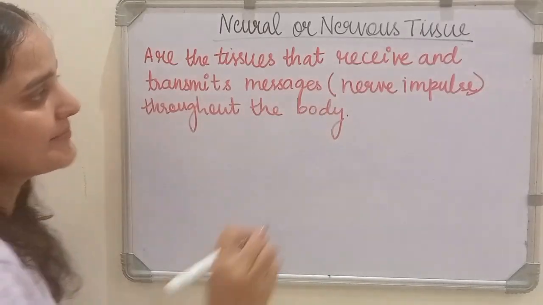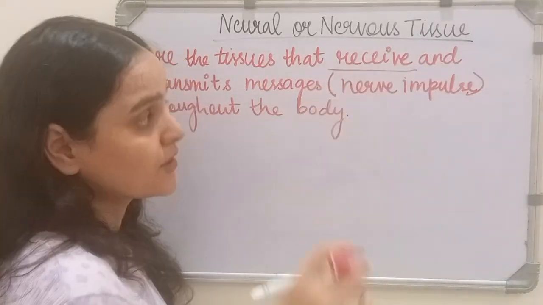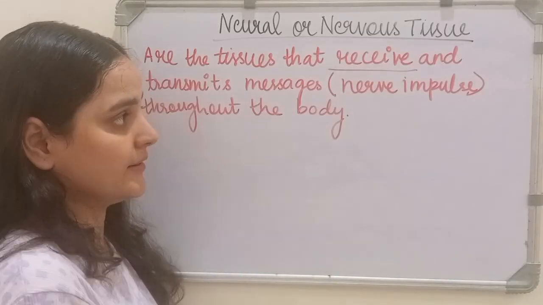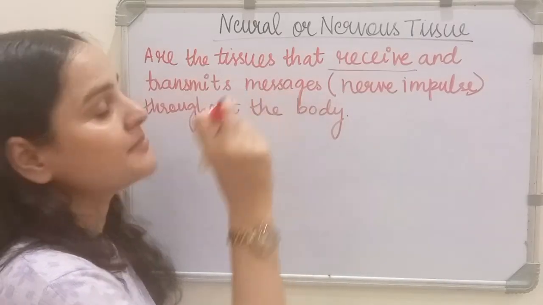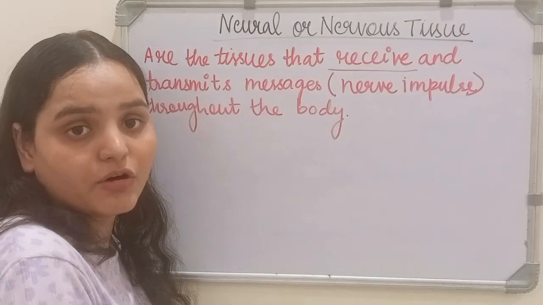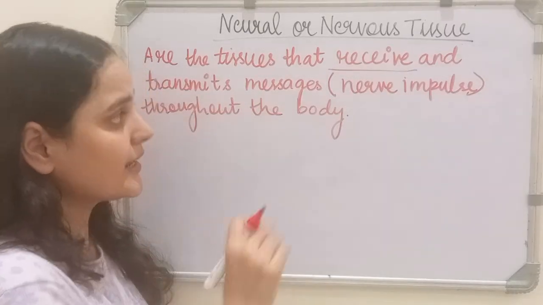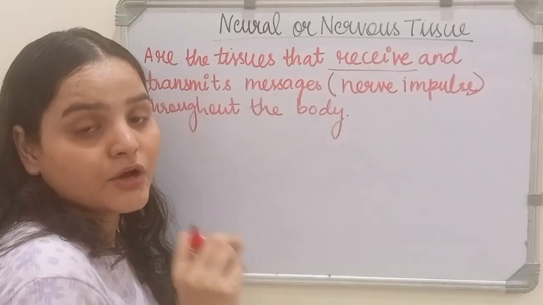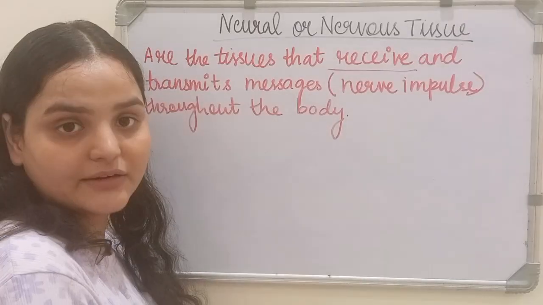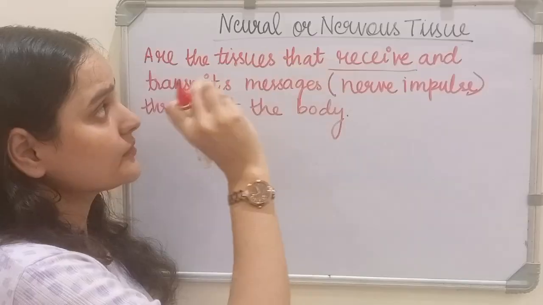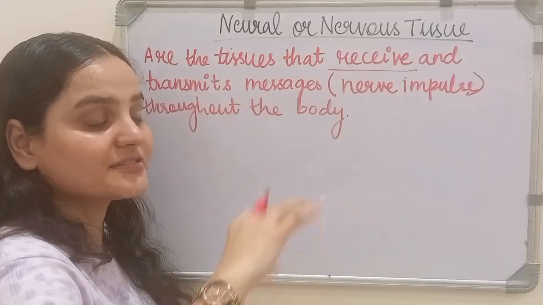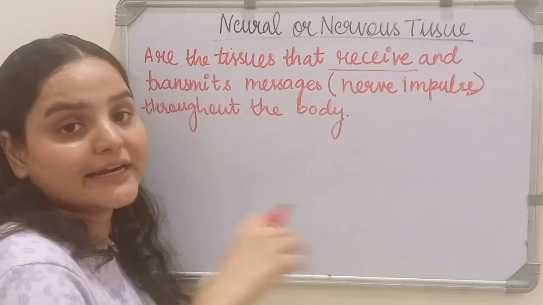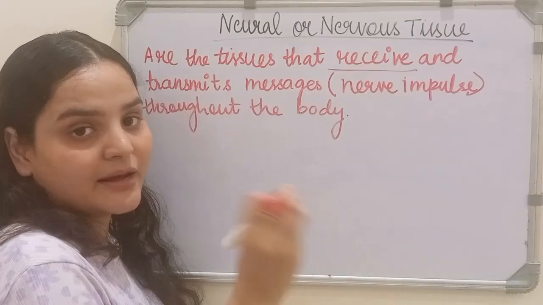Okay, it may receive the messages from sense organs like eye, skin, nose or tongue, and then it transmits the messages to the brain or spinal cord or muscles. Okay, and it happens throughout the body. Suppose you touch a hot object, so our skin will sense that, and the nervous system will transmit that signal to the brain, and the brain will tell you to get away from that. So this is the example of that.